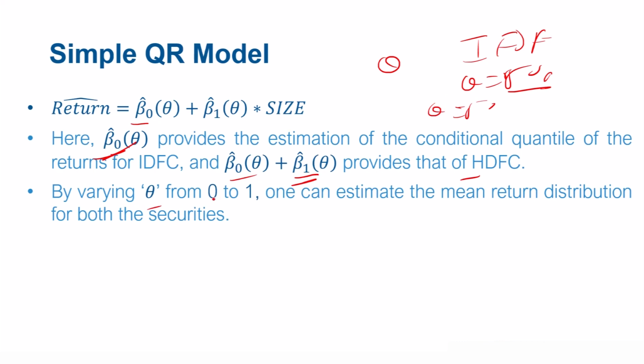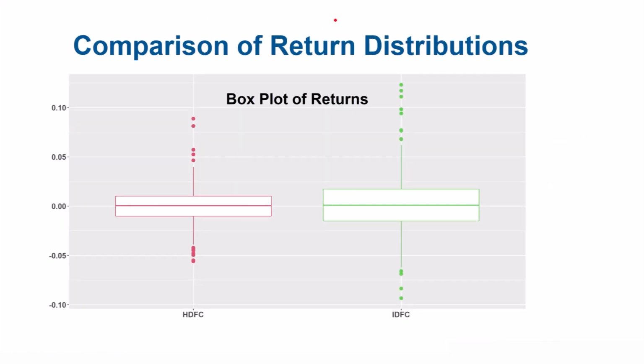Similarly, by varying theta from 0 to 1, you can estimate or generate the full spectrum of quantiles for both IDFC and HDFC. Before you run the regression, it would be good to visualize these returns.